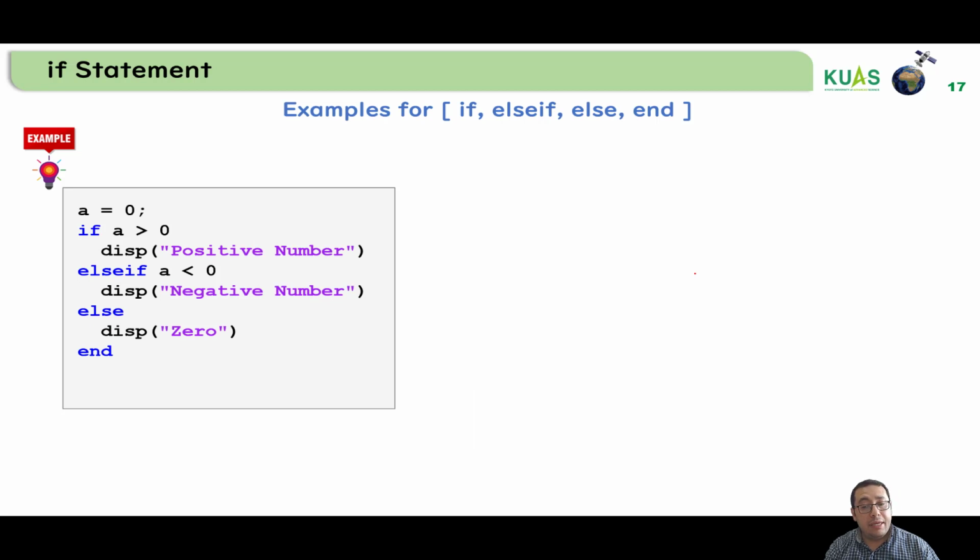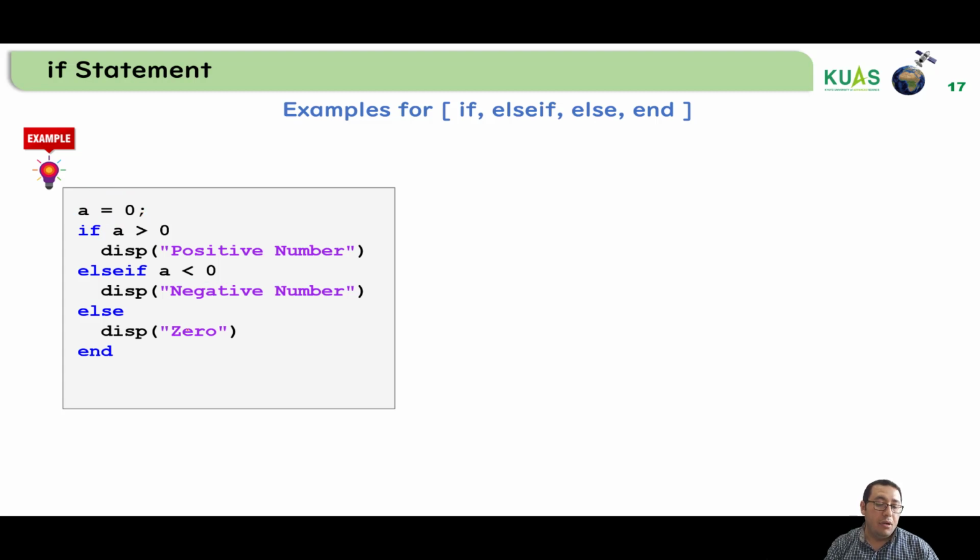Let's check this example. In this example, this is if, else if, and else. The question is, we are going to give a equal to 0, any value, and we are going to check if a is bigger than 0, so display this is positive number. Else if a less than 0, it means display negative number. Else it means this is 0.